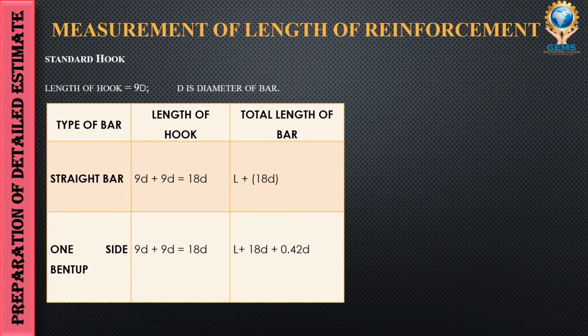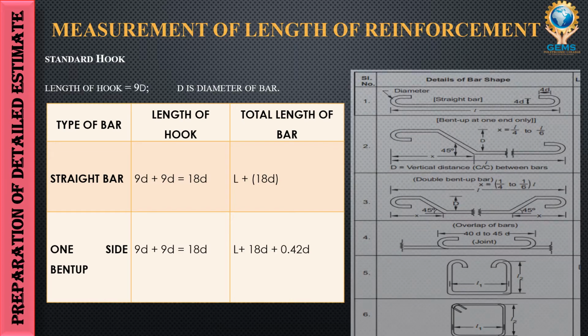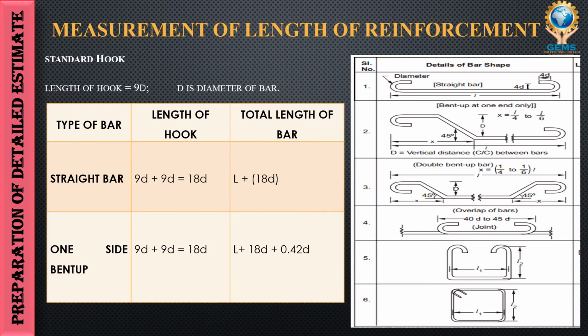The standard hook length will be 9D, where D is the diameter of the bar. Using these formulas we can calculate the length of reinforcement. It will vary from bar to bar. The first column is type of bar, then length of the hook, then total length of the bar.